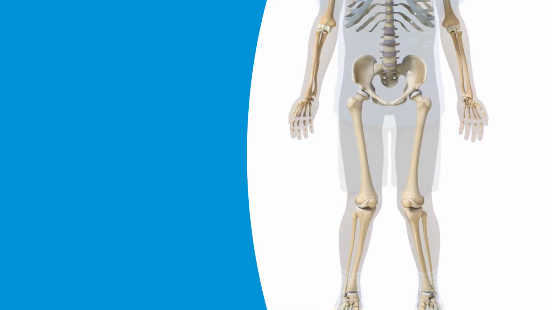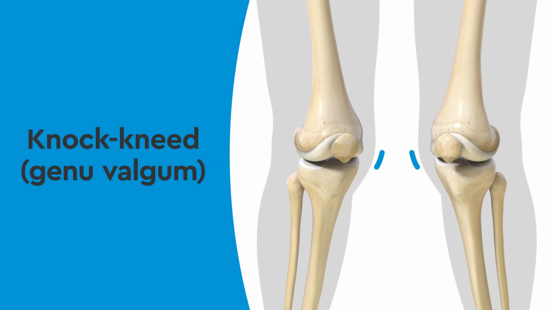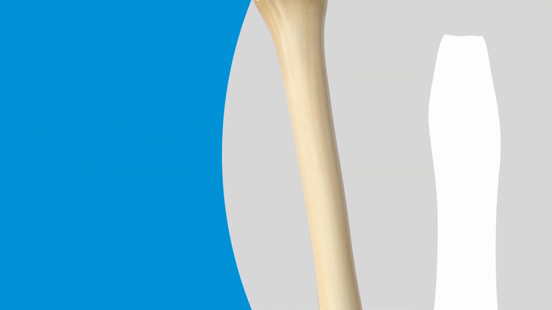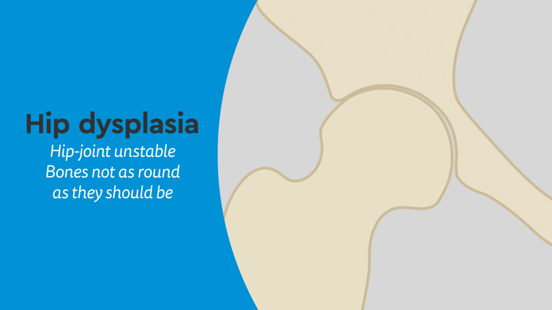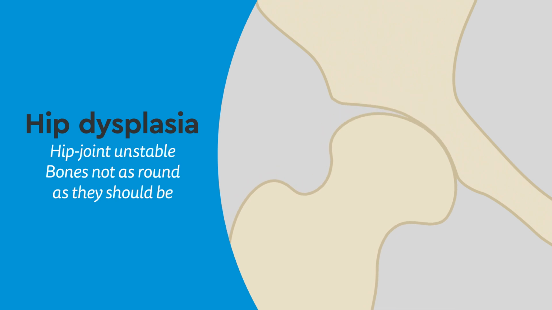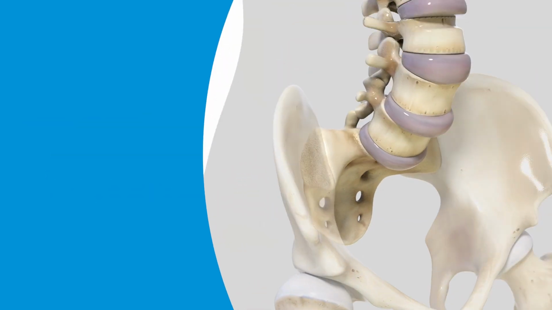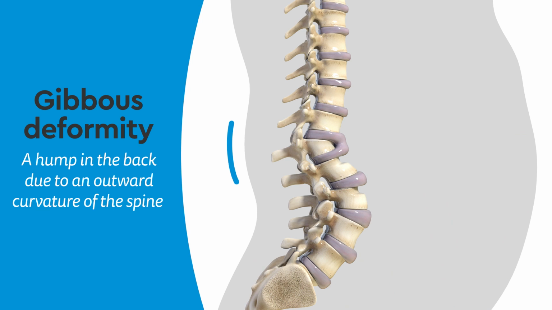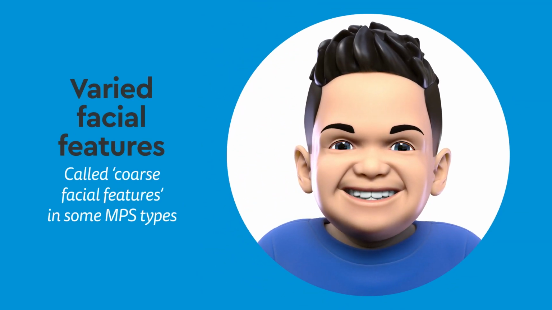The legs can be knock-kneed, called genu valgum. The hips may be unstable due to hip dysplasia, where the bones aren't as round as they should be. There may be a noticeable hump in the back, called a gibbous deformity, due to an outward curvature of the spine. MPS can have many effects on the face, some of which are called coarse facial features.